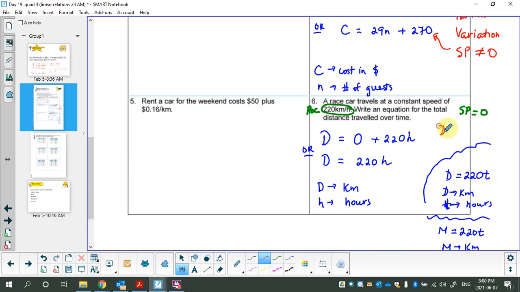So this is direct variation, and the definition of direct variation is that the starting point is equal to 0, and it is. So now let's go on to the charts.